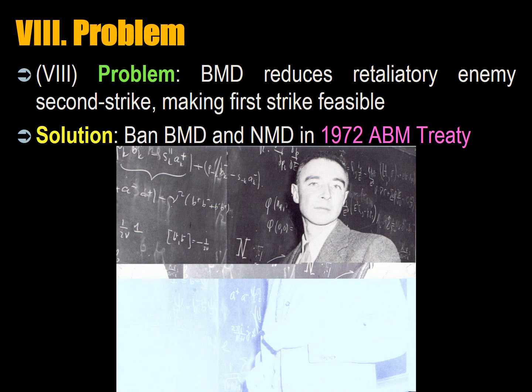Problem number 8. Ballistic missile defenses. These are the missile defenses that are designed to protect the missile silos against incoming accurate missiles and against third parties like an unreliable communist China or a provocative North Korea or a Cuba with nuclear weapons that's very radical. The ballistic missile defense reduces retaliatory enemy second strike, making first strike counterforce attack feasible.